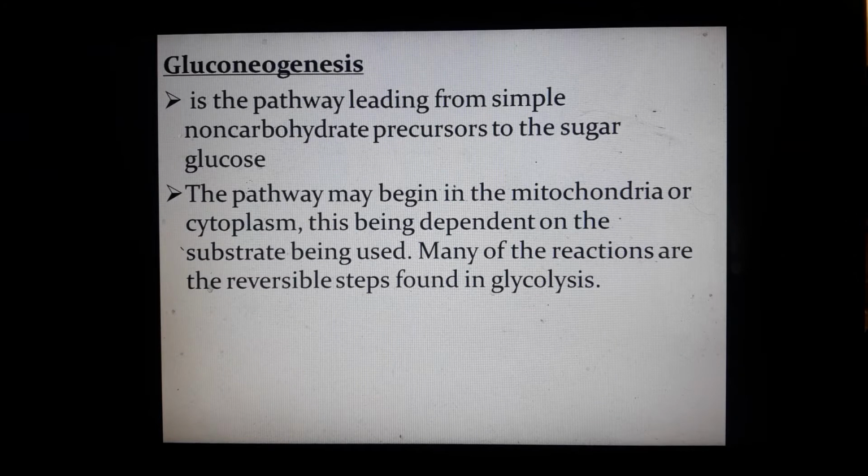So many of these reactions are reversible steps found in glycolysis. The product of glycolysis is pyruvate, so gluconeogenesis is the opposite of glycolysis. If the product of glycolysis is pyruvate plus lactate, here in gluconeogenesis the product is glucose. From that pyruvate, the reactions of glycolysis will mostly be reversed. So the product here is glucose.